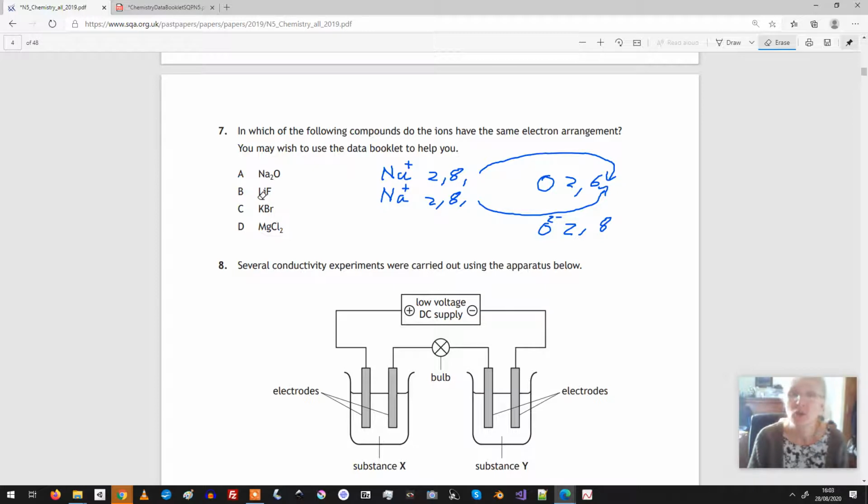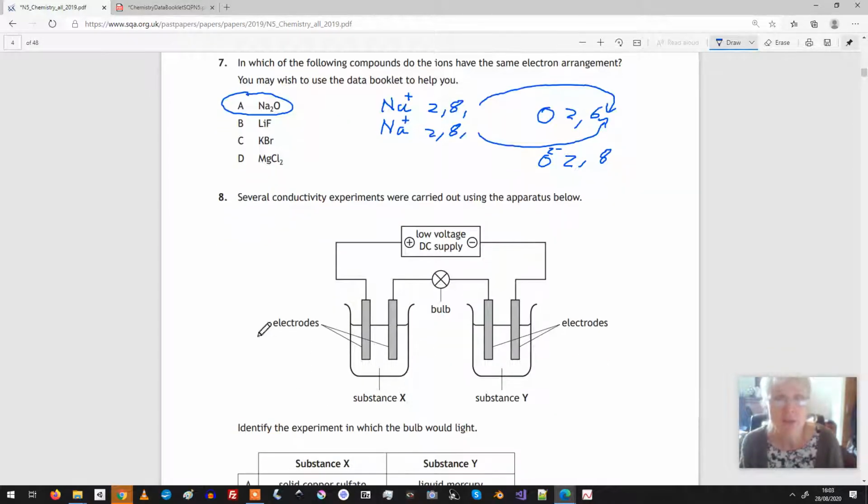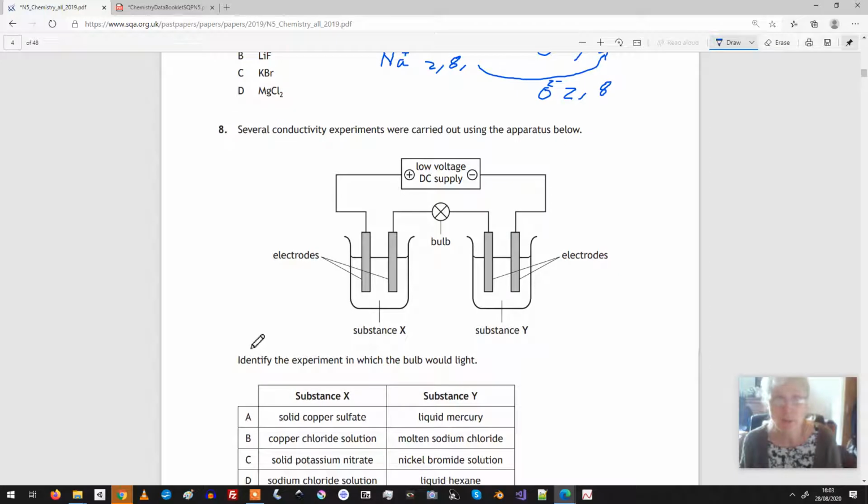So we don't have to go through all of these. It turns out it's the first one, which is very useful. There you go. A. Question 8. Several conductivity experiments were carried out using the apparatus below. Identify the experiment in which the bulb would light.